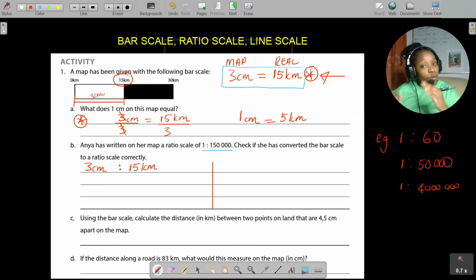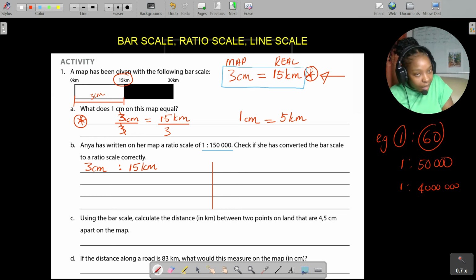So if we want to convert this bar scale into a ratio scale, we want it to be in the form of 1 is to something, and we do not want any units there. There are no centimeters, no kilometers, no millimeters. That's basically what we're trying to achieve. Now we're seeing something here: we've got centimeters and we've got kilometers.